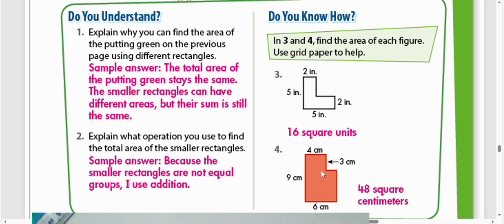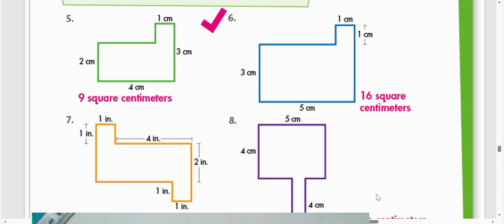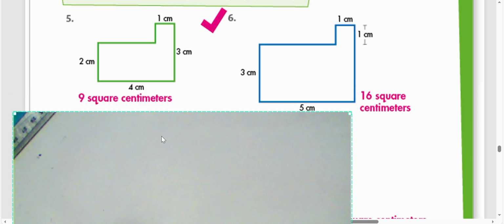We can find the area by dividing into area 1 and area 2. Area 1: 3 times 4 is 12. Area 2: 6 times 6, because this dimension will be 6. 6 times 6 is 36, and 3 times 4 is 12. 12 plus 36 equals 48 square centimeters. Now we can find the area of the first one by dividing it, and now I will help you find the answer.